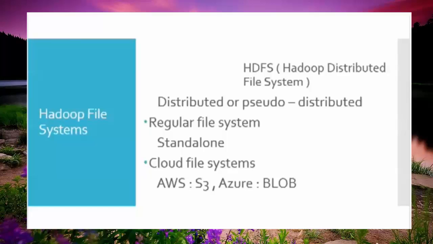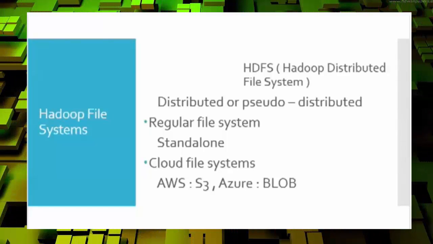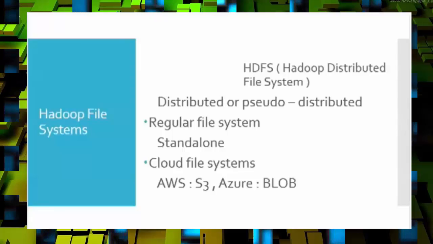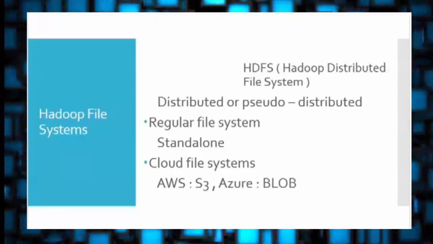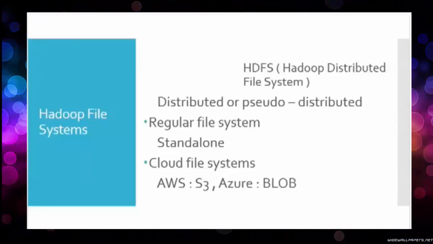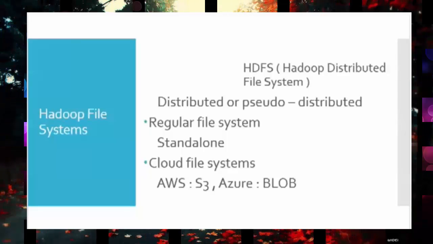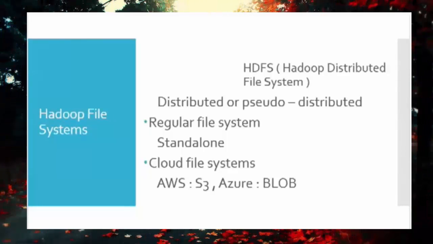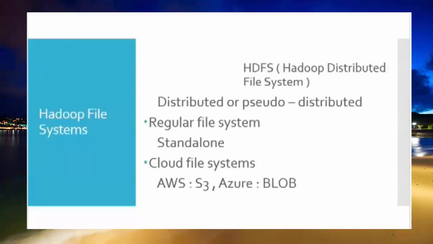Alternatively, when you're deploying Hadoop to production, particularly if you're deploying on a public cloud, it's really common to use a file system that's on that cloud. For example, in Amazon, the S3 file system, or in Azure, the blob storage, which is similar to the standalone mode in that you are not using HDFS. You're using a regular file system, but using a cloud-based file system.